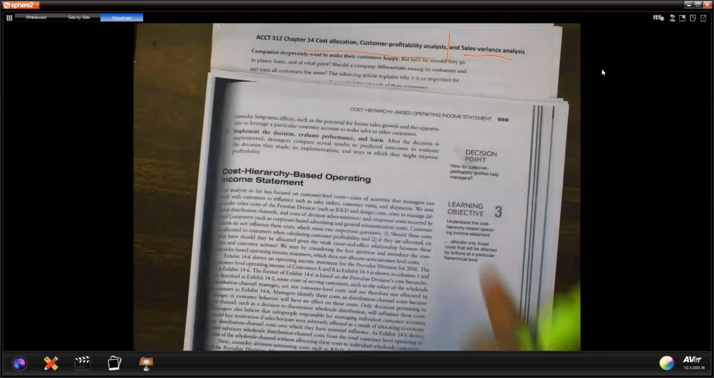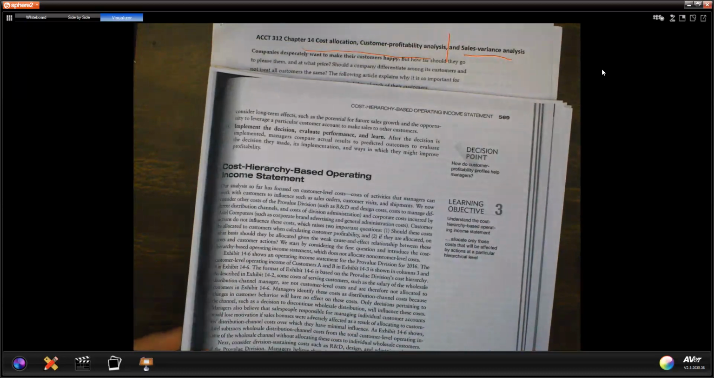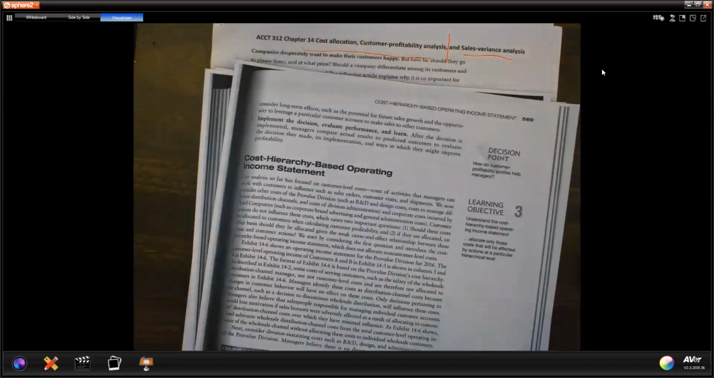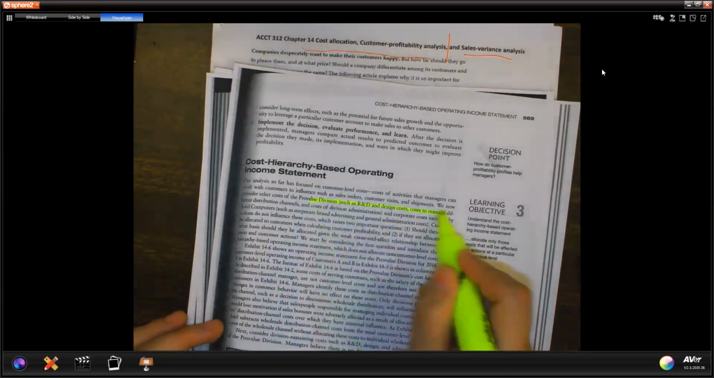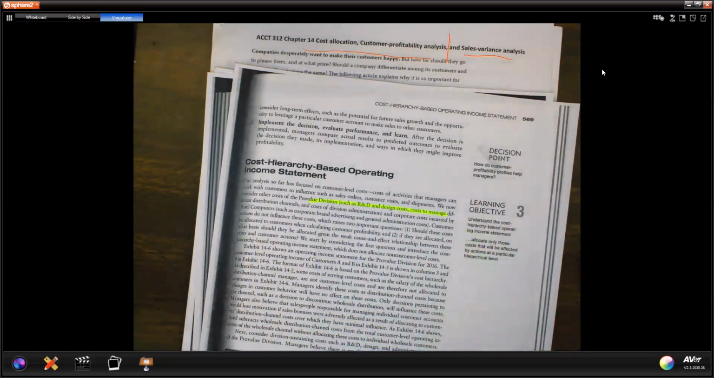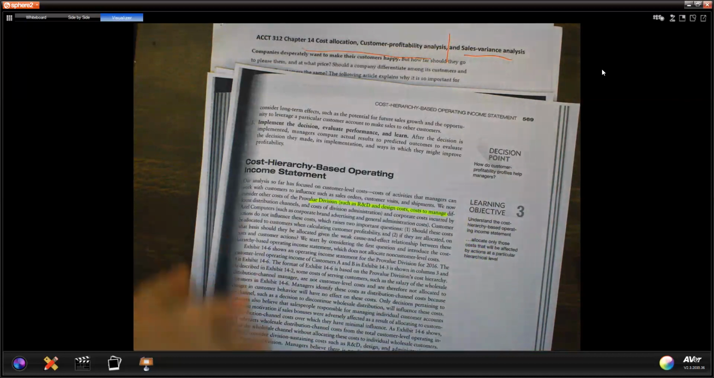Next, we go to learning objective 3. We talk about the cost hierarchy based operating income statement. There are 2 ways to think about the higher levels, the division level, such as R&D. So you want to read this paragraph a little bit to get the general idea. If I just say memorize this, memorize that, you don't know the context or the background. So I would say read the textbook overall once to get a general idea.